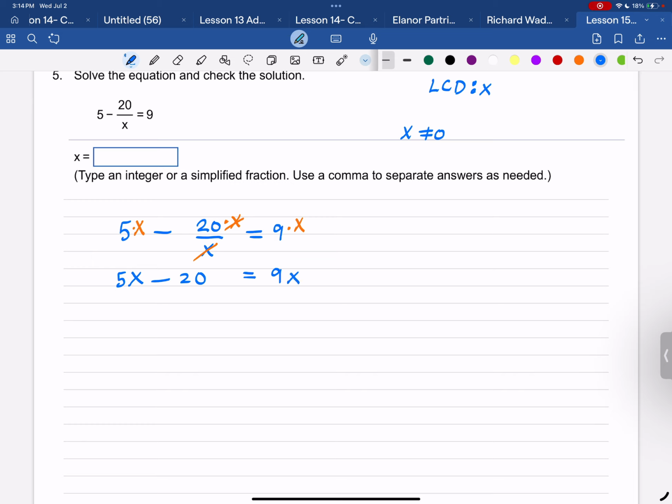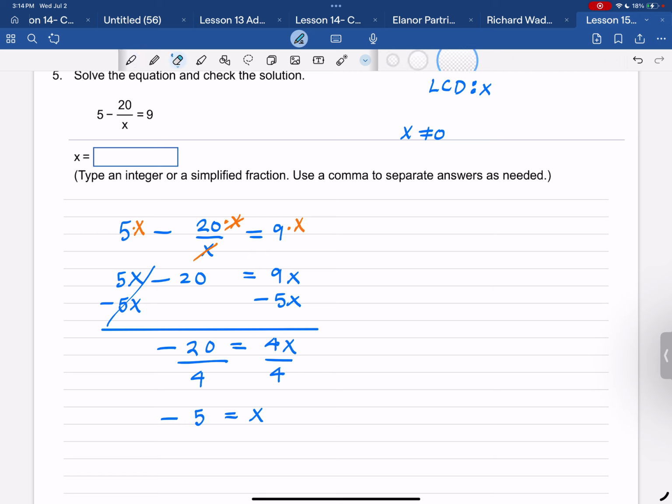Now look, we have a new equation. That new equation has no fractions. It makes it a lot easier. I need to collect my variables on one side and my numbers on the other. Well, I've got a 9x on the right, so I'm going to move this 5x by subtracting it from both sides. Now 5x minus 5x is 0. So I've got a negative 20 equals 4x. To isolate x, it's being multiplied, so I need to divide. So negative 20 divided by 4 is negative 5, and that's my answer for x.